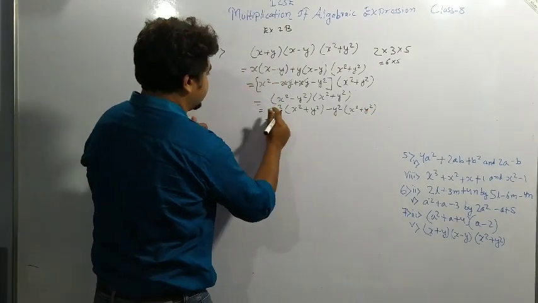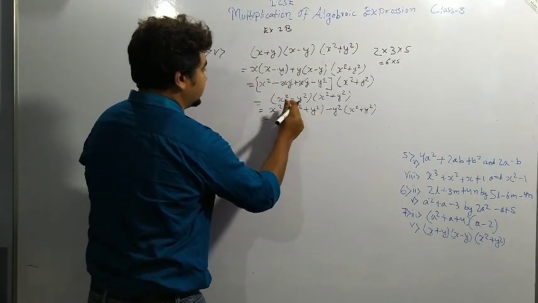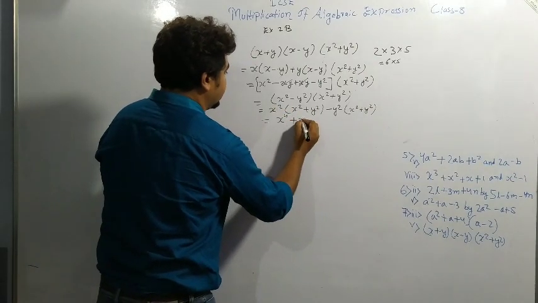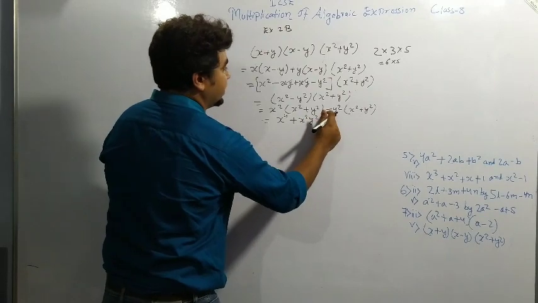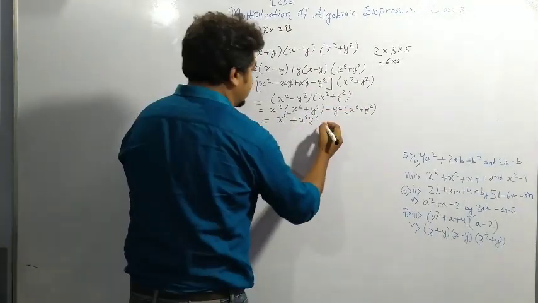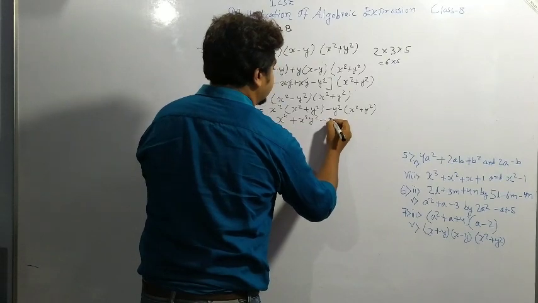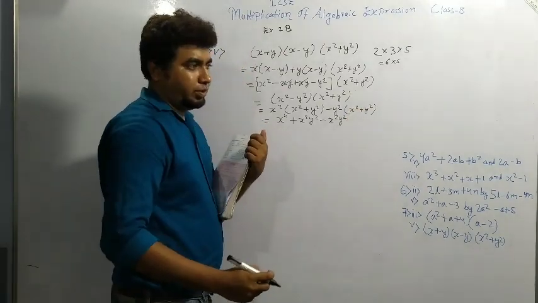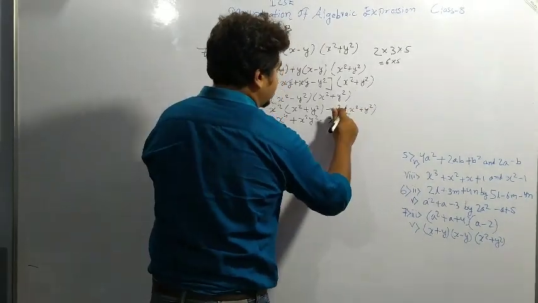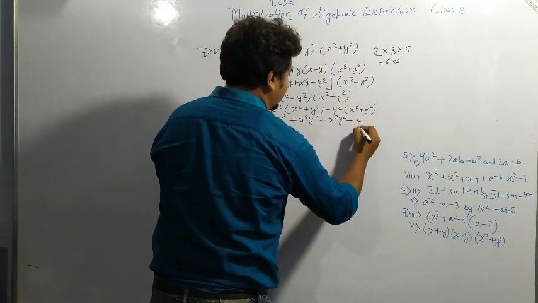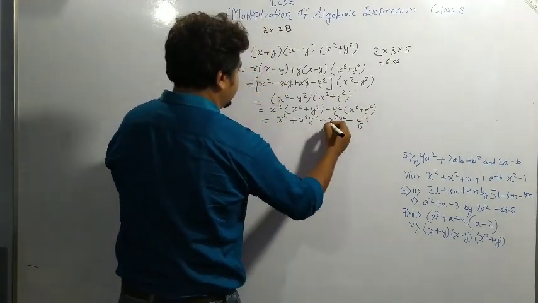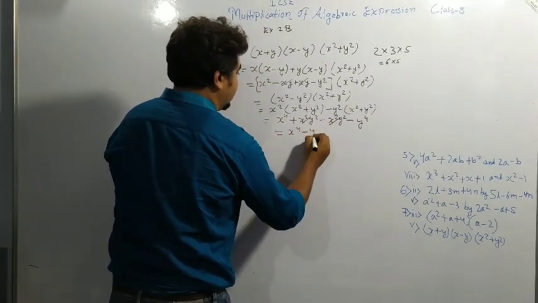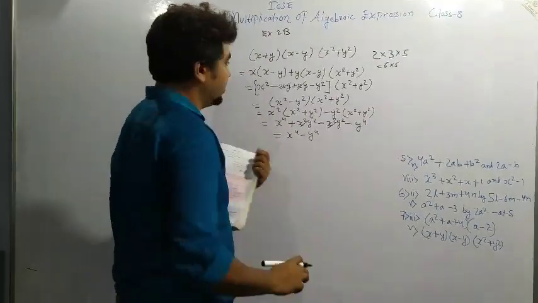So we are getting x to the power 4, 2 plus 2 is 4, and x square into y square is x square y square. Again minus y square into x square is minus x square y square, or minus y square x square, same thing only. Minus y square into plus y square, it will become y, 2 plus 2 will become 4, so y to the power 4. So this and this term are getting cancelled, so it is x4 minus y4. So this is question number 7 bit 5.